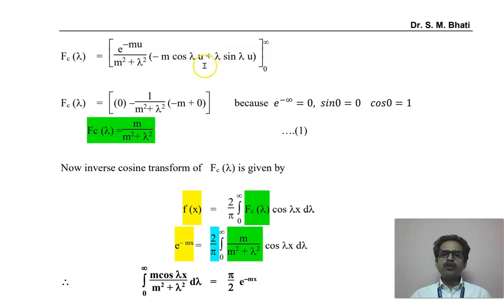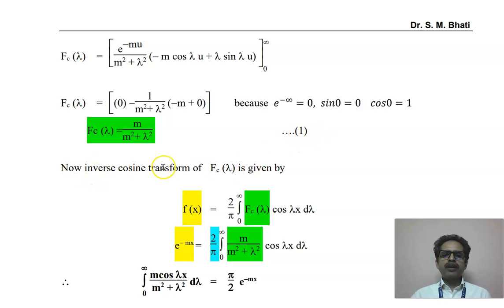Now you know cos 0 is 1 and sin 0 is 0, so in the bracket we find minus m plus 0. When you simplify this, you get epsilon lambda, and that epsilon lambda is m upon m square plus lambda square. In this way, we obtain the value of epsilon lambda. We can call this equation 1.